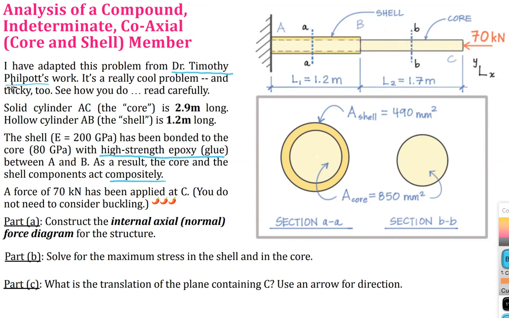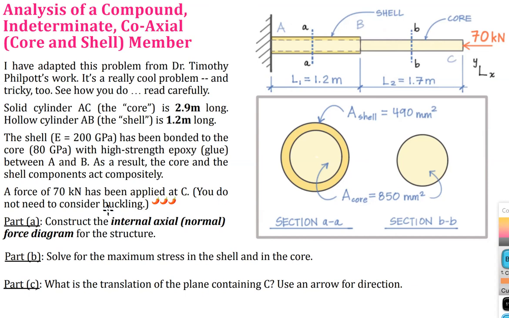All right, we're going to put a force of 70 kilonewtons into the problem over here, and we're going to neglect buckling. So later in this course, we will talk about the tendency of slender columns to buckle. We're just going to neglect that limit state for now and check everything except for buckling with this problem.